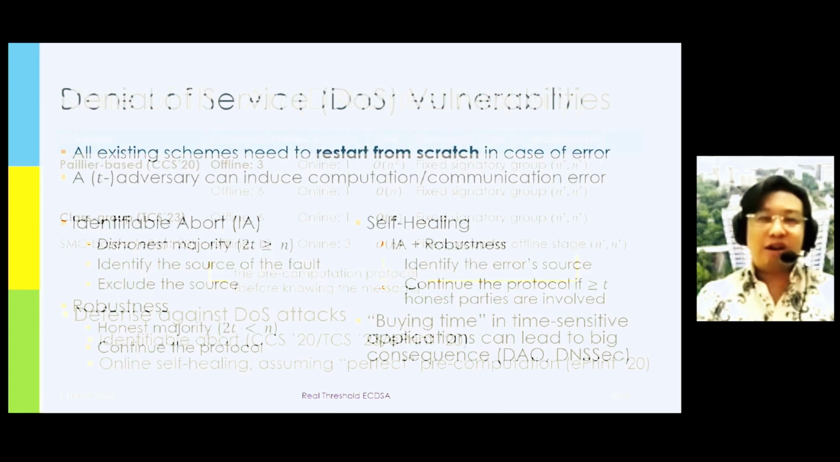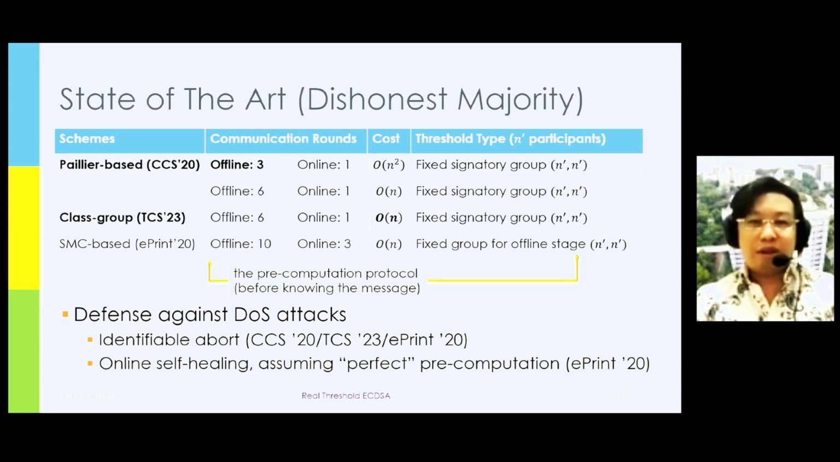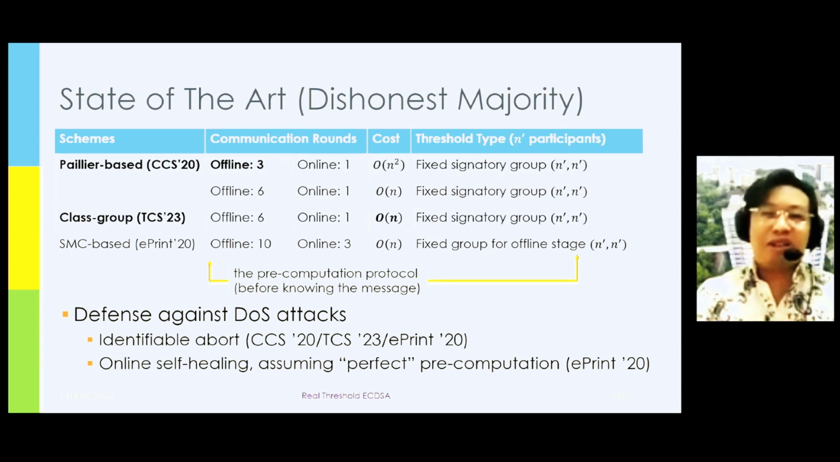So with that, let's take a look at the state of the art. There are many excellent ECDSA or threshold ECDSA schemes proposed, but only a handful of them try to take care of this kind of situation. All the works you can see on the screen can achieve IA. And notably, there is only one recent scheme from 2020 that achieves some form of self-healing.